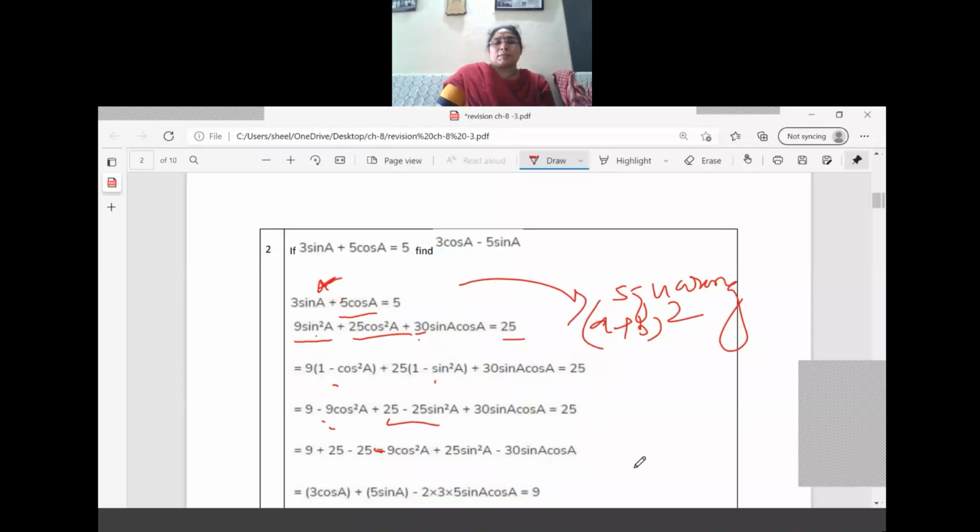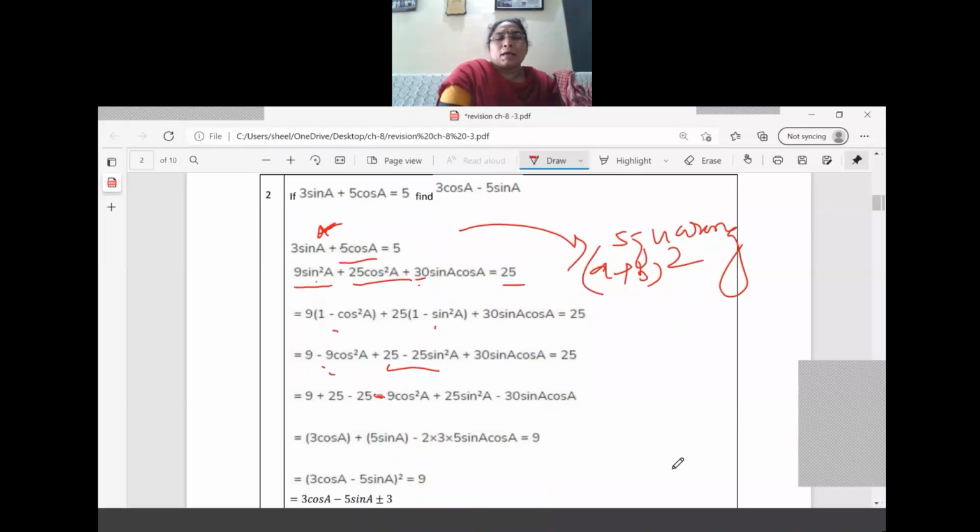Okay, here I have made a mistake. 9 plus 25 we have written. Now what is the next step? The 25 we have also brought to this side, that is minus 25. So 9 plus 25, then minus 25. What are the remaining terms? Minus 9 cos square a minus 25 sin square a equal to minus 30 sin a cos a. So what we have done here is changed all the three terms to the other side, so only the numbers are on one side. So 25 and 25 will get cancelled. Now what are the remaining terms?